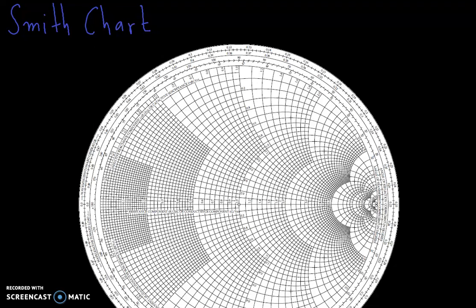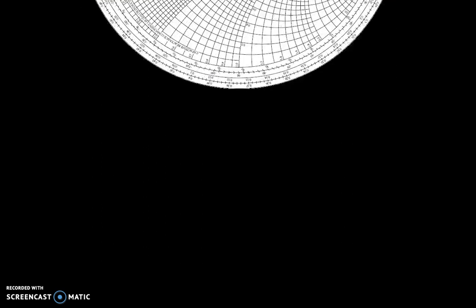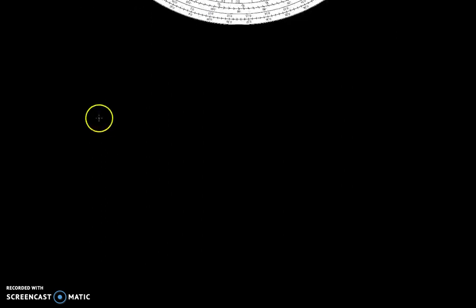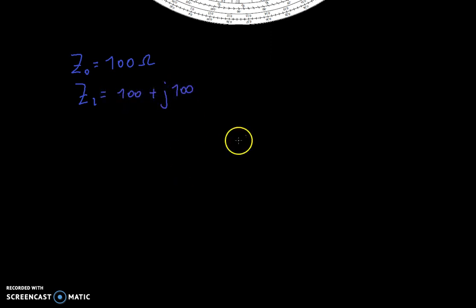Let us do an example to find the reflection coefficient given a certain load impedance using the Smith chart. Okay, so let's suppose that we have a transmission line with an impedance Z0 which is equal to 100 ohms, and let's say that ZL is equal to 100 plus j100.